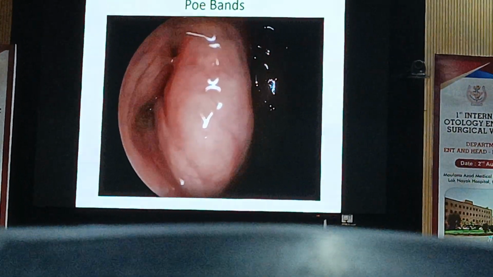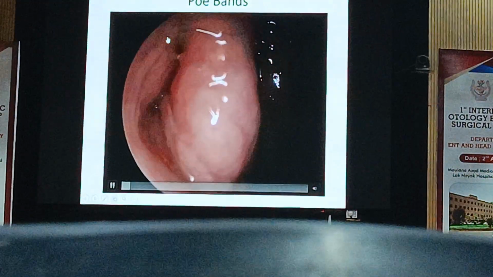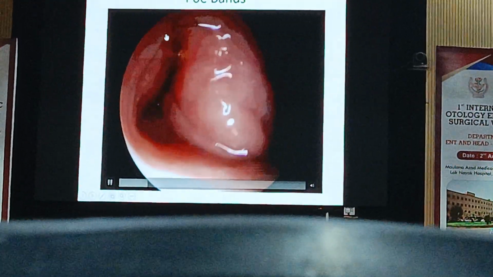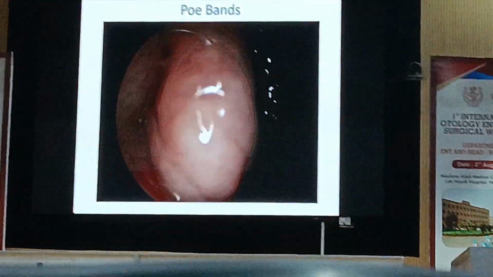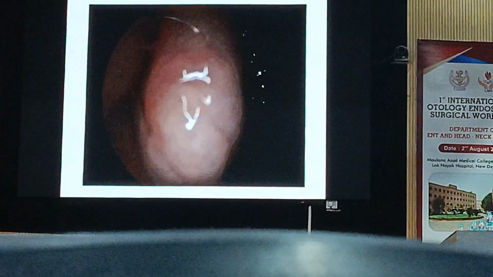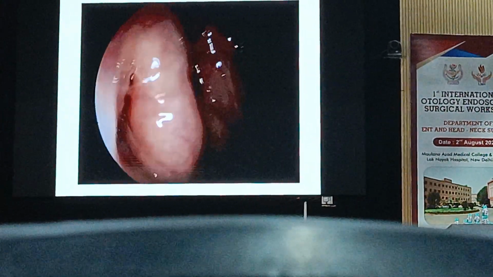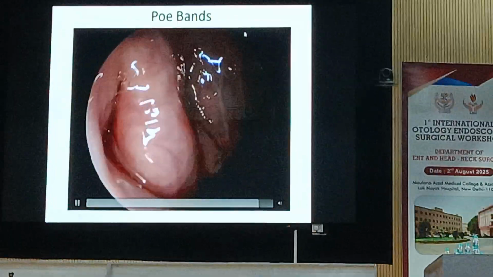So these are the Poe bands which I was talking about. This is a patient with an obstructive barochallenge problem. You see a band which is going inside right there. Once this patient is barochallenged, he will have problems. So this is called a Poe band, we say. And these are the patients who can benefit largely by the tuboplasty.